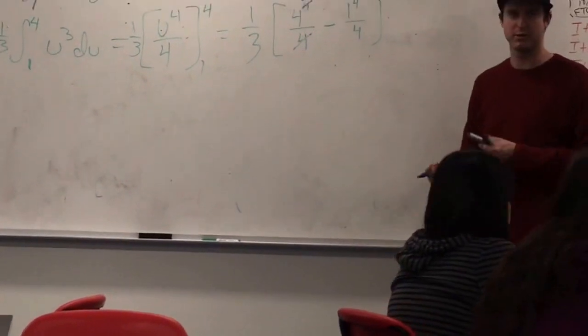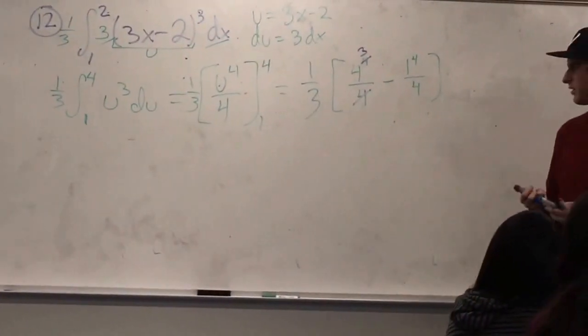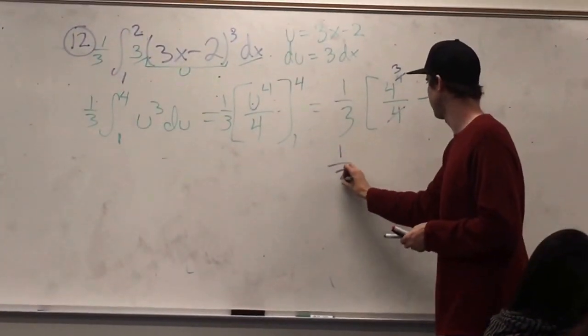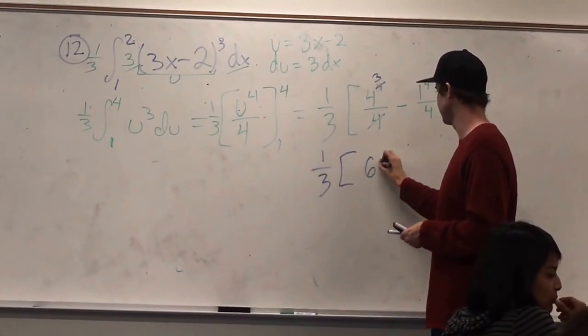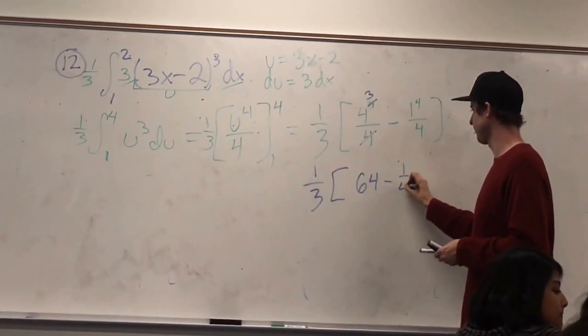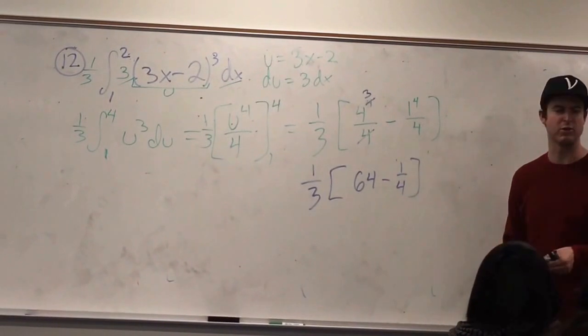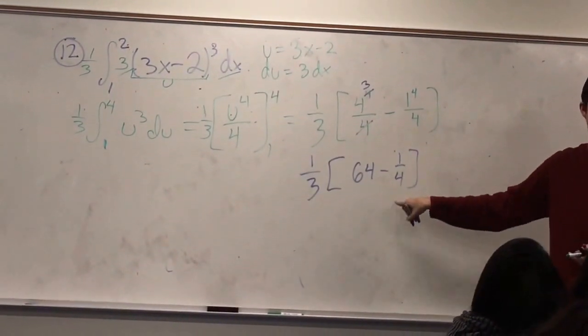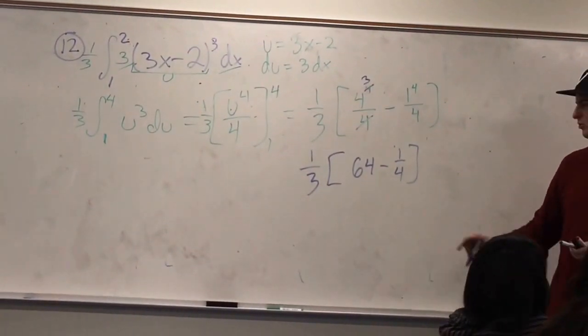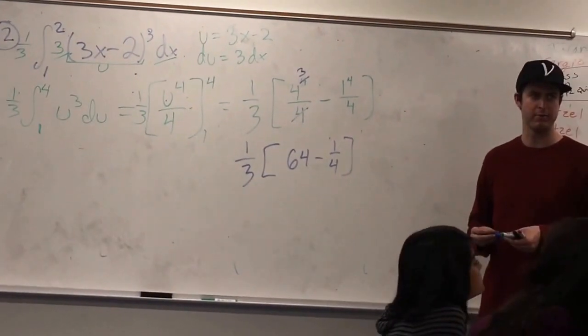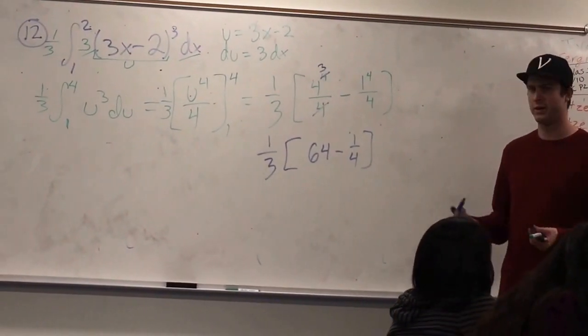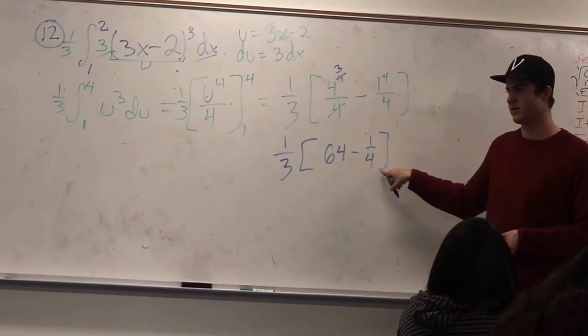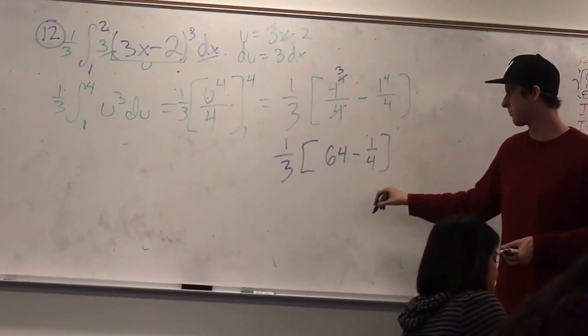What's 4 cubed? That's one we should know. 64. So this is 1 over 3 times 64 minus 4. Honestly, on the AP test, if it's a short answer, you can leave it like that. Full credit. If you left it like that on this test, full credit. Okay, if you really want to do some math, 64 minus 1/4.